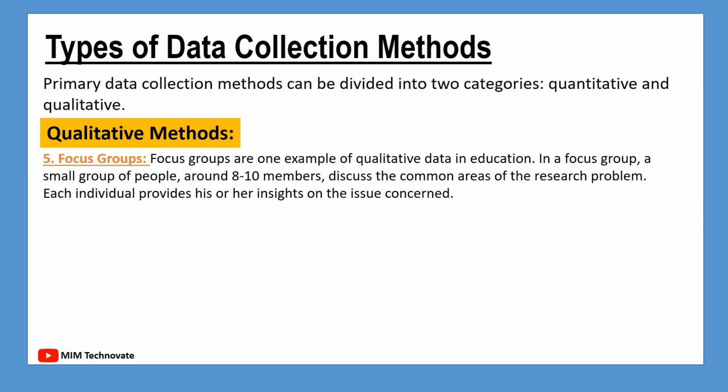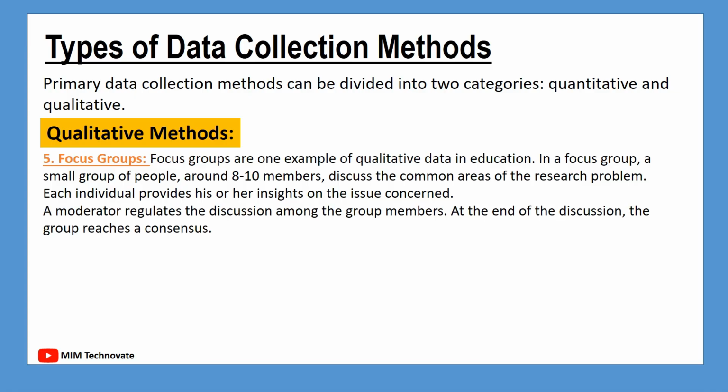5. Focus groups. Focus groups are one example of qualitative data in education. In a focus group, a small group of people, around 8 to 10 members, discuss the common areas of the research problem. Each individual provides his or her insights on the issue concerned. A moderator regulates the discussion among the group members. At the end of the discussion, the group reaches a consensus.